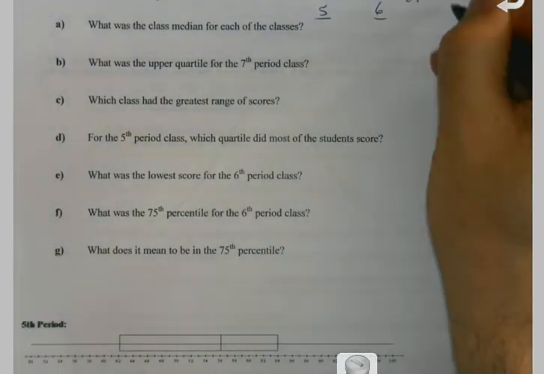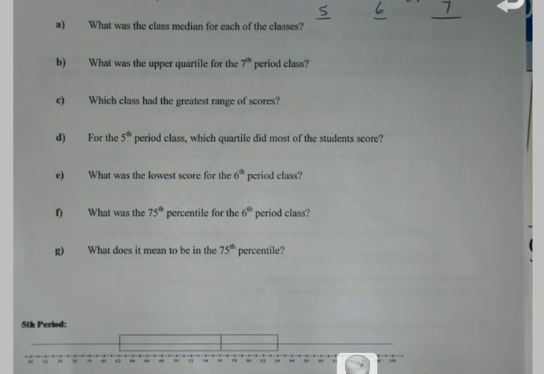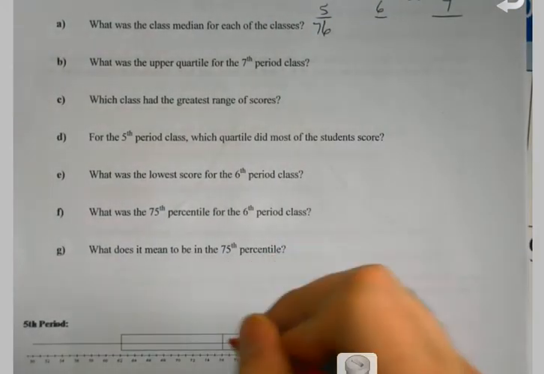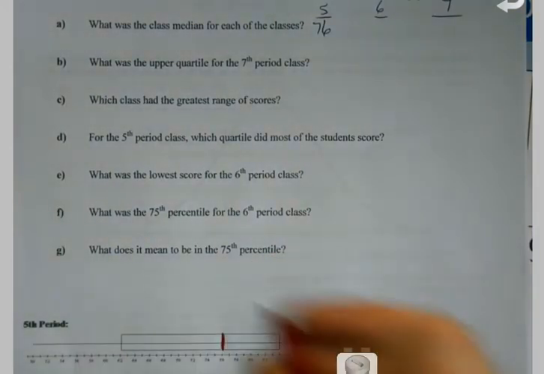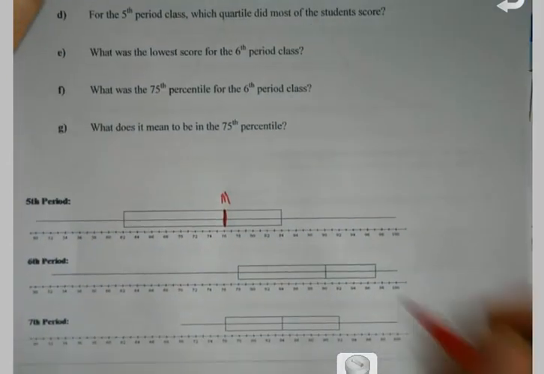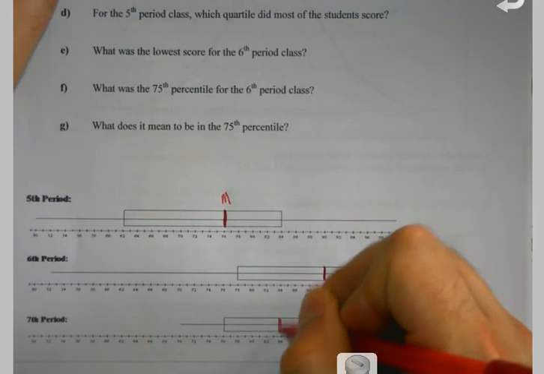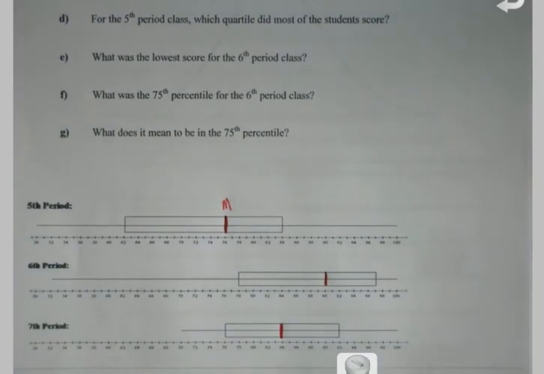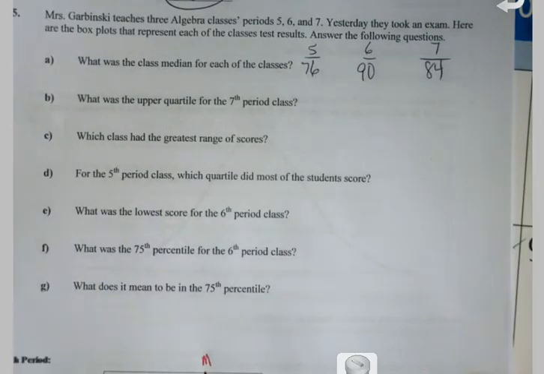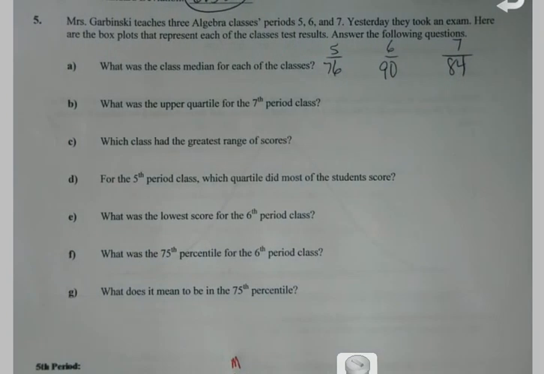So what's the class median for each class? What about for 5th hour? 76, because my median is going to be that middle bar in my box. So for the last 2 as well, wherever that bar is, for 6th hour it's at 90, and then it's at 84 for 7th. Those would be my medians for each of the classes.